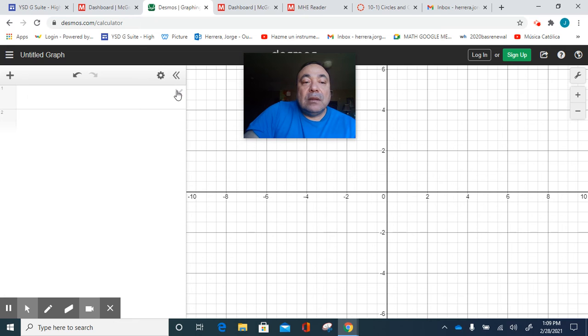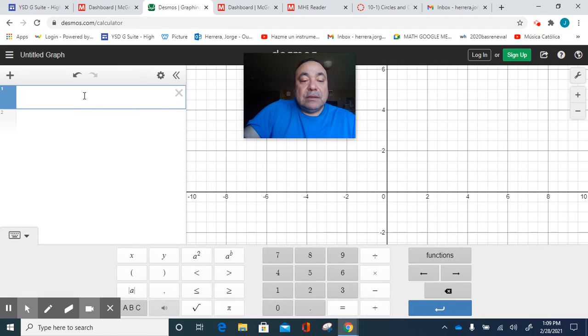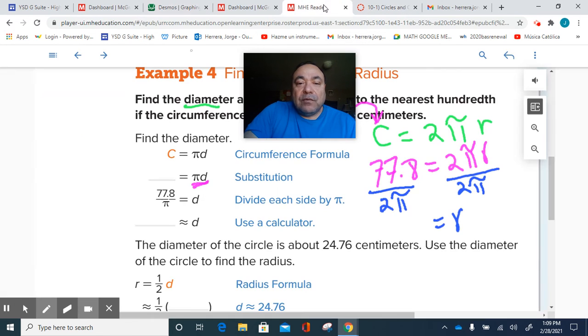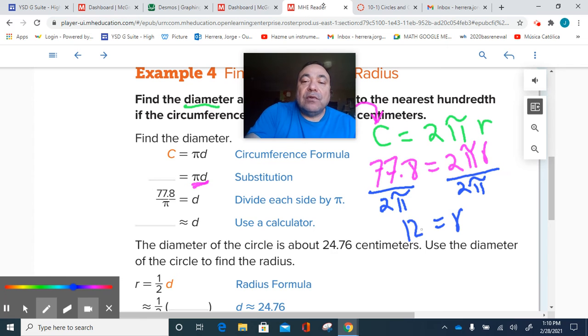So I got 77.8, and I'm going to divide that, guys, by 2 pi, right? And that will give me my radius. And we got 12.3, let's say 12.4, to the nearest tenth, I hope. 12.4. And so this is 12.4.